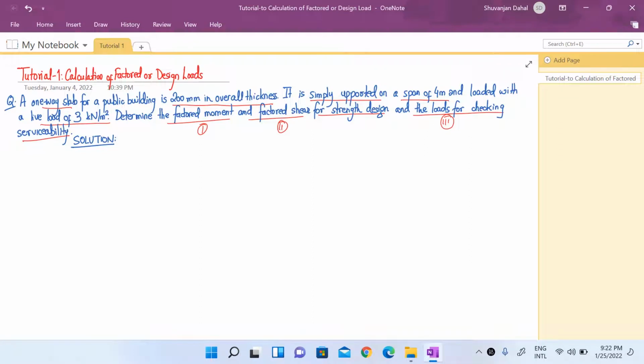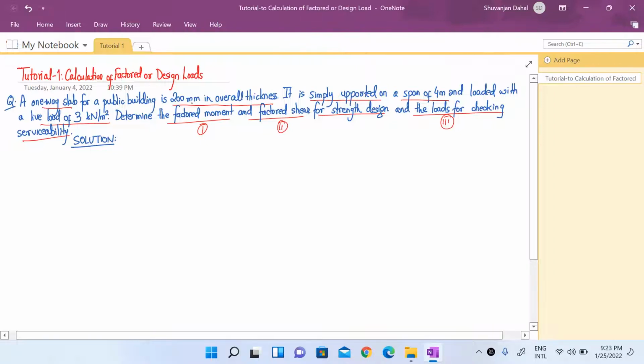So let's look at a numerical today, and this will be our first tutorial class. In our first tutorial class, we will look at a numerical relating to the calculation of factored or design loads. We have already discussed what characteristic loads and design loads are in our previous lecture. We will look at a numerical today relating to that. So here we have a question.